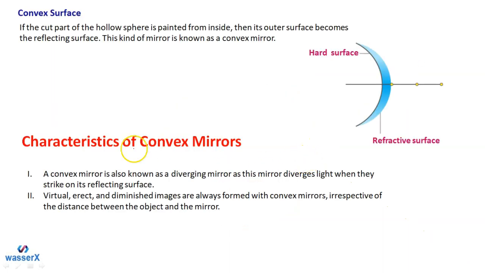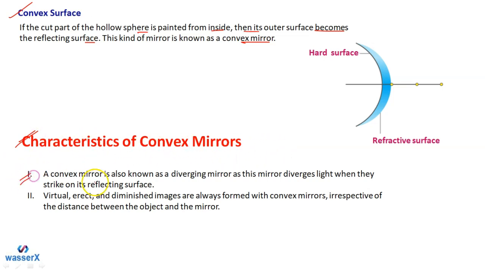Okay, so now we have the characteristics of the convex mirror as well. As you can see, this is the convex mirror, and its reflecting surface is outward. If we cut a part of a hollow sphere, again a part of a sphere, and it is painted from the inside, then its outward surface becomes the reflecting surface. That kind of mirror is known as a convex mirror. So here you have a few characteristics of the convex mirror.